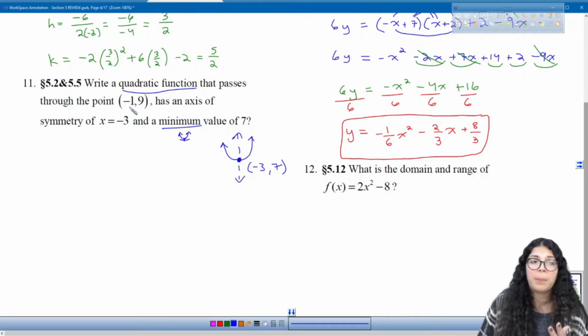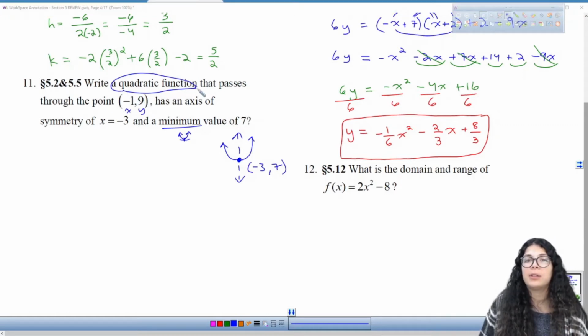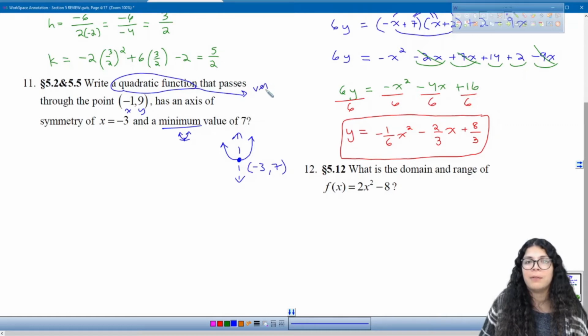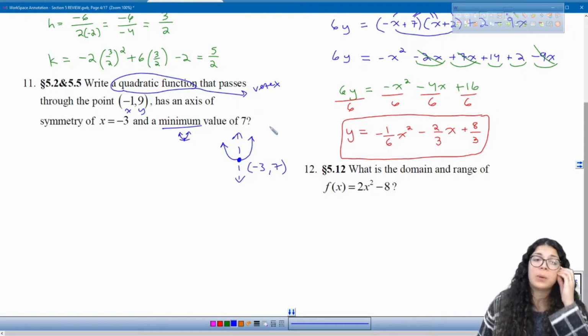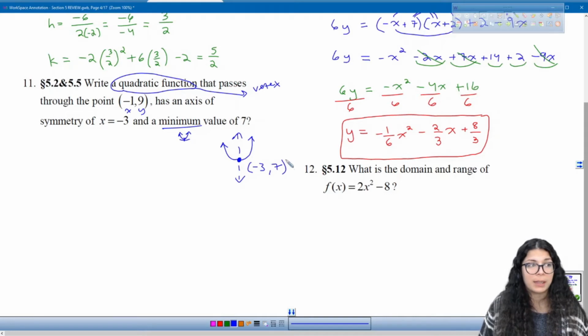Now we have another point. This is a random point, x, y, right? That is at negative 1, 9. Now, I can write any quadratic function that I want, which means that I could write it either in vertex form, I could write it in standard form, I could write it in factored form, in any form that I want. But the easiest is going to be vertex form since they already gave me the vertex, okay?